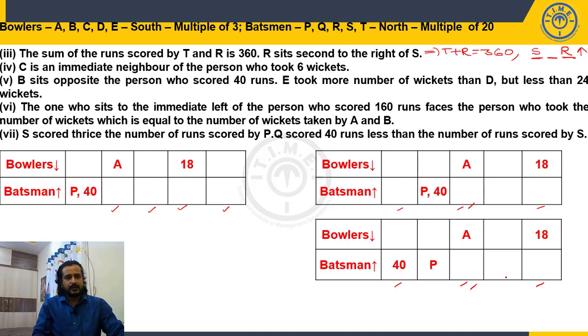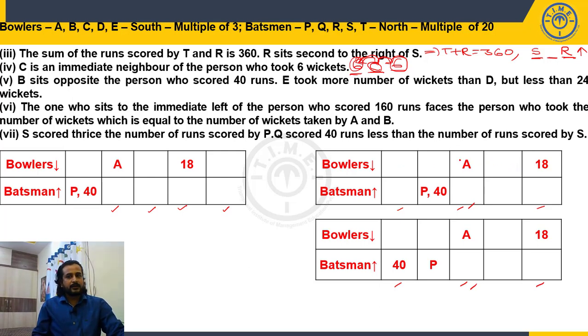Now, what is given next? C is an immediate neighbor of the person who took 6 wickets. So C is here, and the immediate neighbor took 6 wickets, on either side. It may be the immediate left side or the immediate right side. For the C, immediate left may be the person who took 6 wickets, or the person who took 6 wickets may be on the immediate right side. That we cannot decide, and we don't have reference so far.